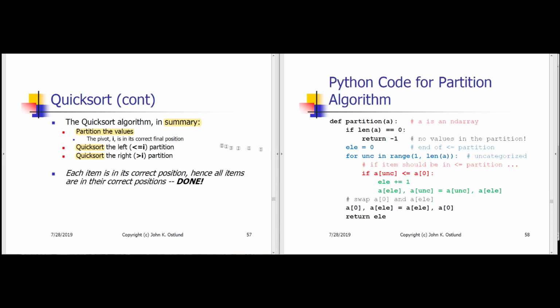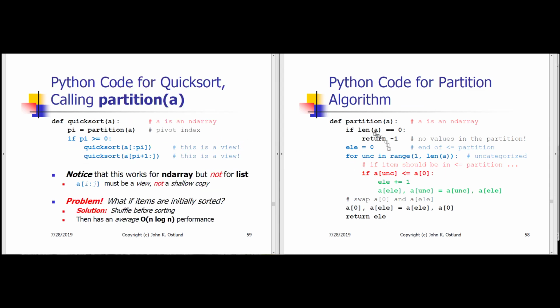So here's what the code looks like on slides 58 and 59. We have one function that accomplishes the partitioning, and then we have another recursive function that calls the partition function and then quicksorts the left and right sides. Now for this code to work as written, A has to be an ndarray so that when we quicksort the left side and the right side, these things are views that do in-place sorts rather than shallow copies.